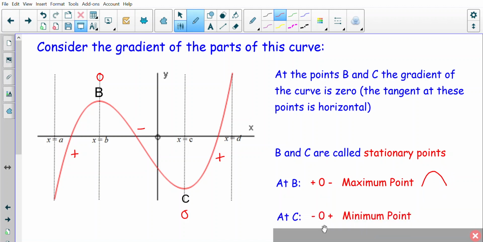At C, if we look at the gradient profile, the gradient to the left of C is negative, then at C it's 0, and to the right of C it's positive. And this gradient profile creates a minimum point, which looks like that. So at a maximum point, we have the gradient going from positive to 0 to negative, and at the minimum point we have the gradient going from negative to 0 to positive.